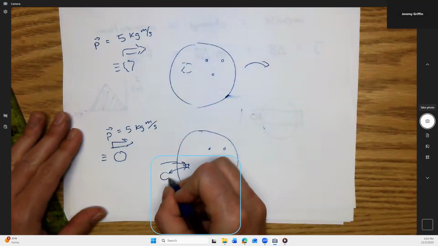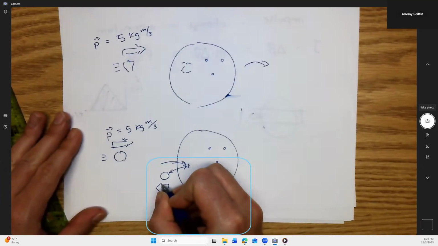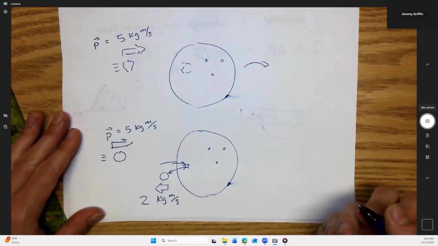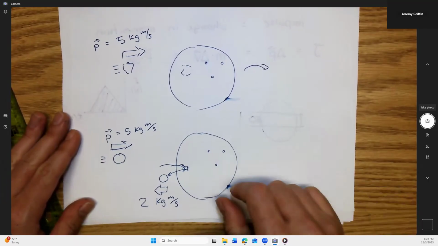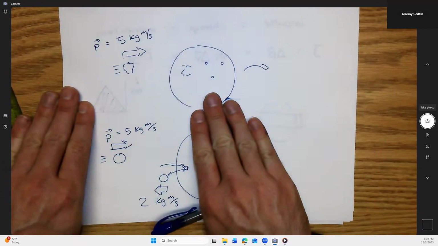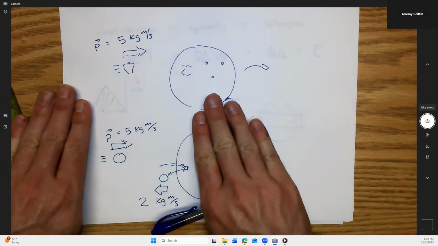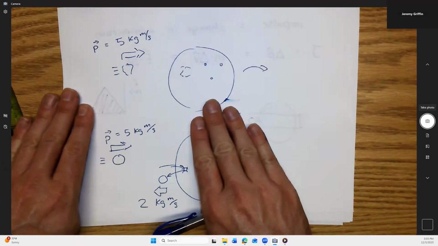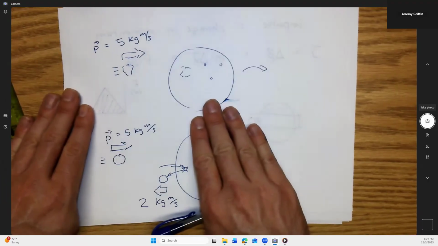Okay. Could it be bouncing back with 2 kilogram meter per second? Like that? Right. If that's true, what's the change in momentum of that table tennis ball? 7. Yeah, because it changed direction. And momentum is a what? A scalar or a vector?